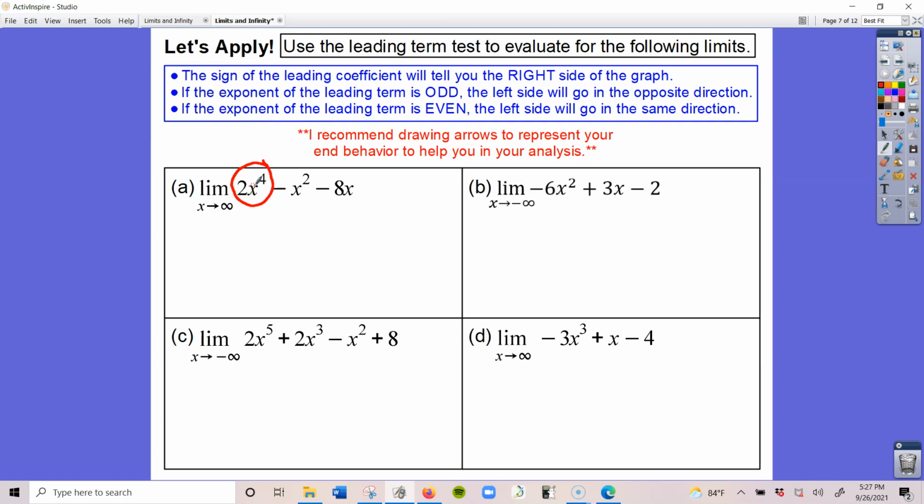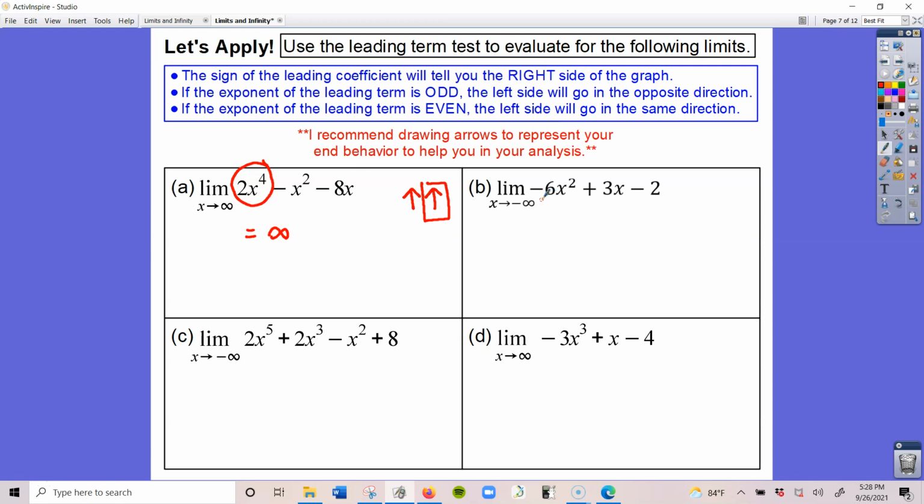I notice that my leading coefficient is positive, so that means that my right side is going up. And since my exponent here is an even number, that means that the left side is also going up. So I draw arrows in the order of which I just spoke. This is the left side and this is the right side. So the left arrow and the right arrow represent my end behavior. If I look here at my limit as x is approaching positive infinity, we are talking about the right side of the graph. And since the right arrow is pointing up, that means that this limit is equal to infinity.